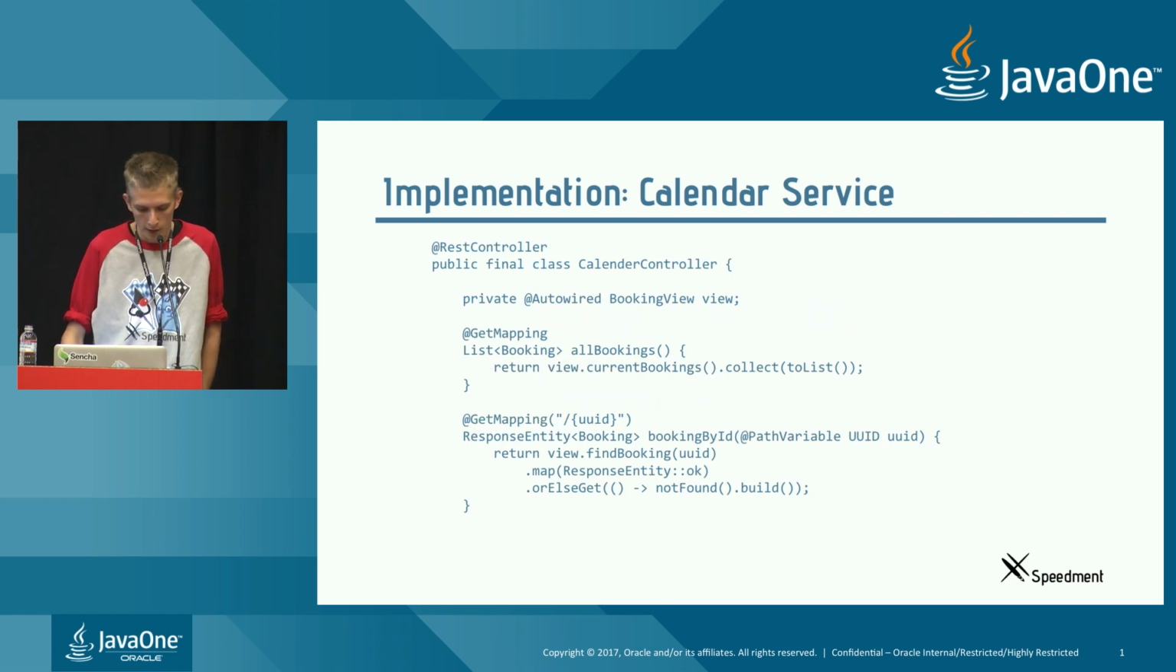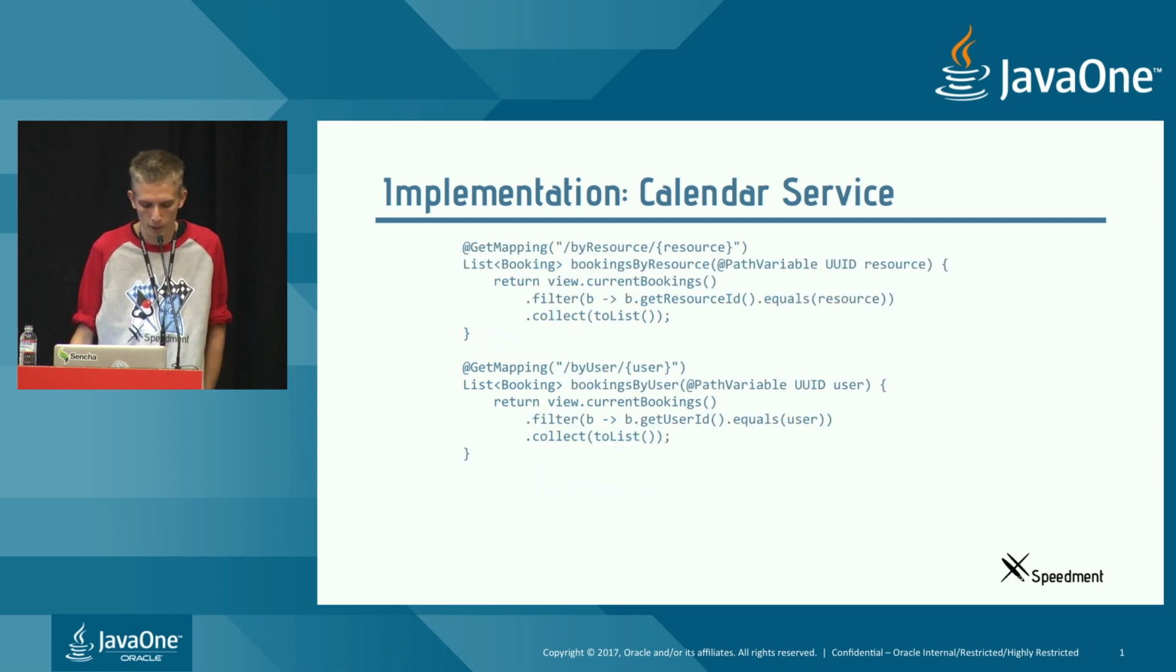So the calendar service is quite easy. We just auto-wire in the booking view, the one we created earlier, and then we expose 2 different REST endpoints for requesting all the bookings or requesting bookings by particular URI. And we also have endpoints to find all the bookings for a particular resource or all bookings for a specific user. It was just something we added to make it a little bit more interactive.